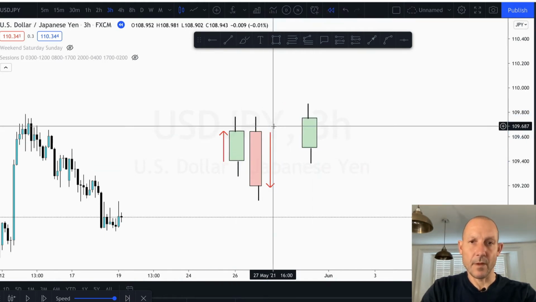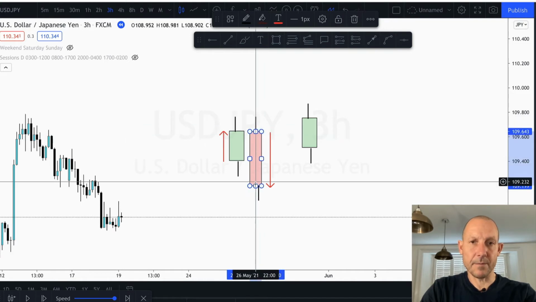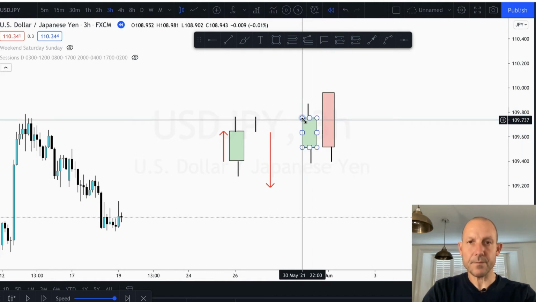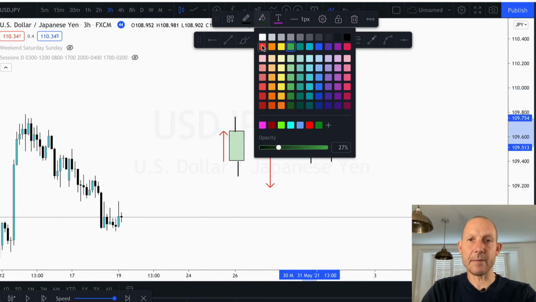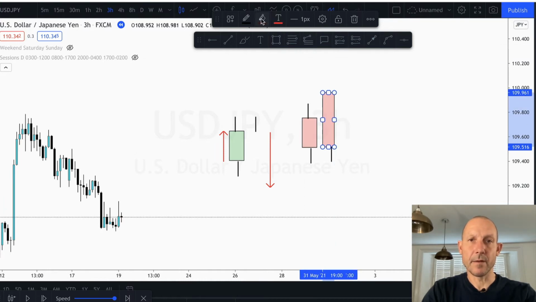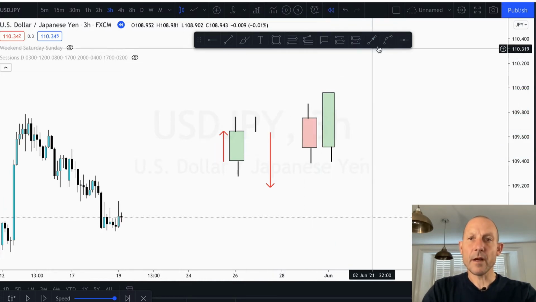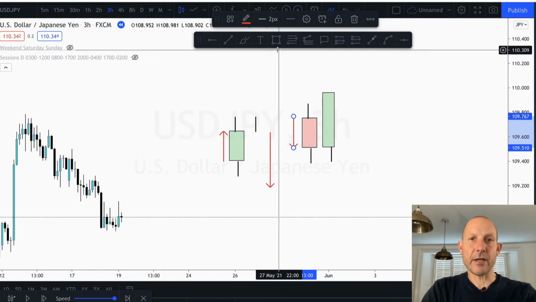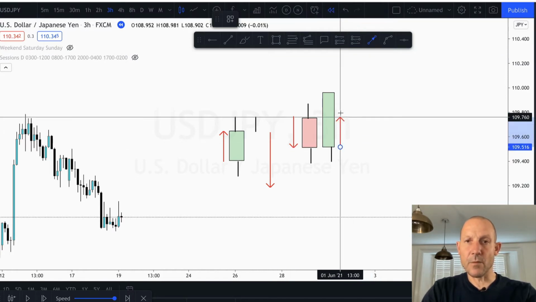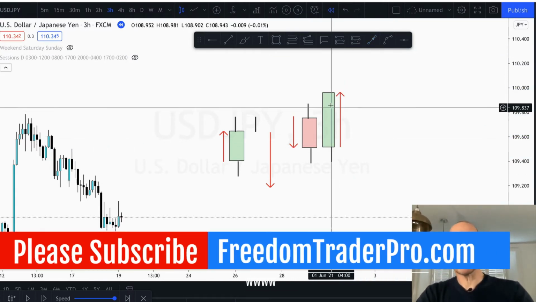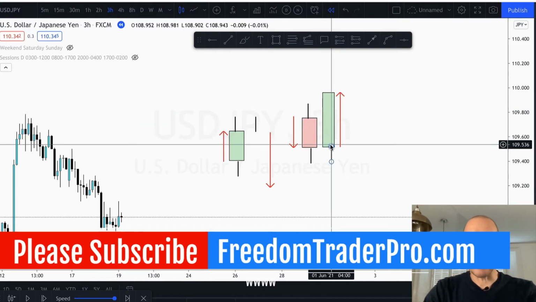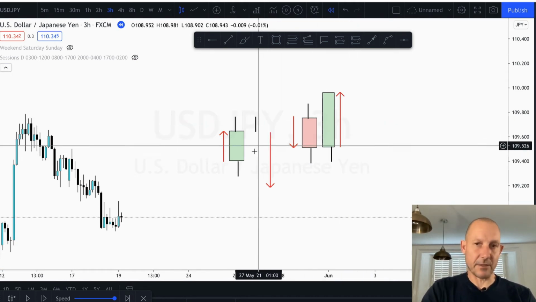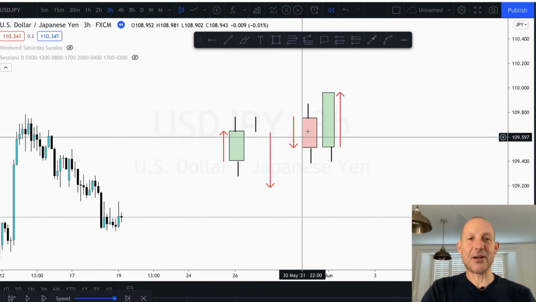Let's just do the same. I'm going to put these here, so this would be the other way around. This would be bearish and this would be bullish. In this instance, this one is going down in a bearish direction, and this is moving upwards in a bullish direction. Because this candle here engulfs this candle, this is a bullish engulfing candle. So we've got bearish, bullish. You kind of get the idea.